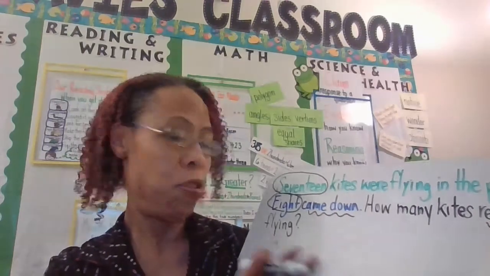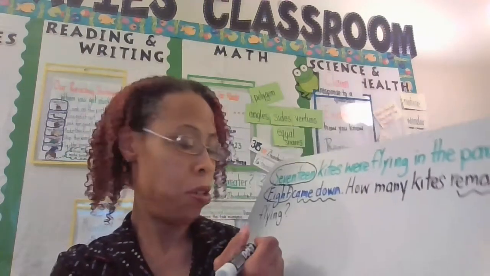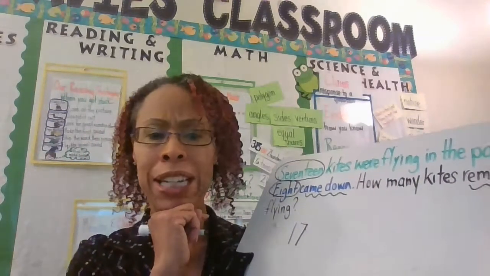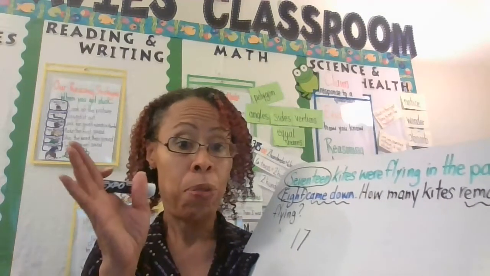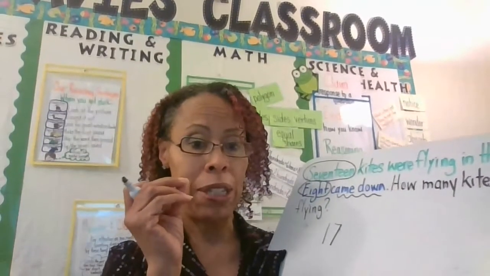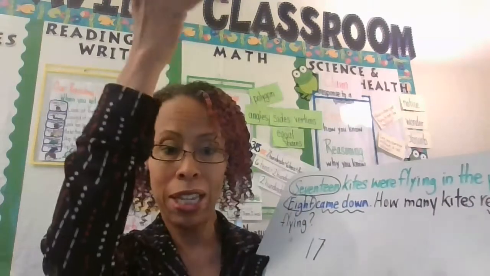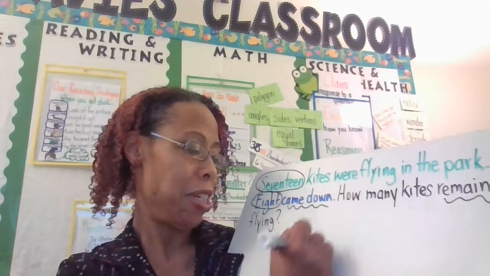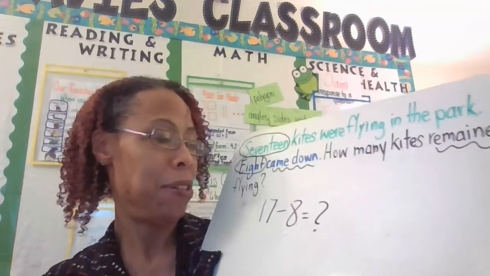All right, so let's look. Let's turn these word numbers into numerical numbers. So we have 17 were flying. Now we're going to add or subtract. Both operations will be used, but let's look and see what the first one is. 17 were flying, 8 came down. If they're being taken away from the sky, then that is subtraction. So 17 minus 8 equals, and here's the unknown.